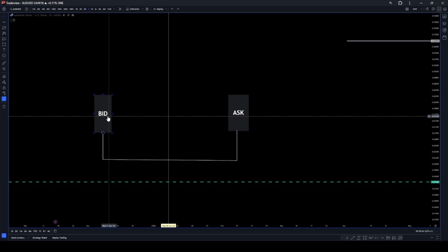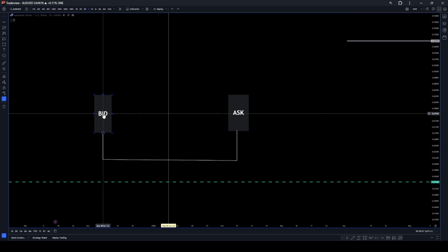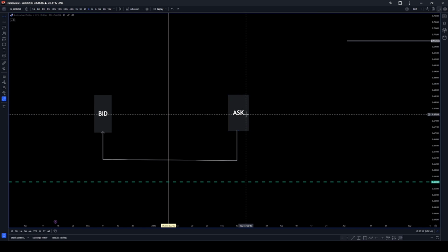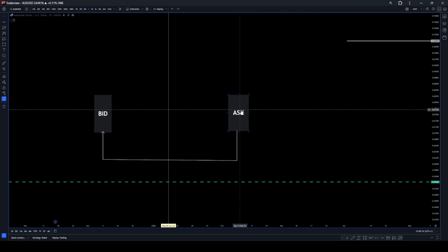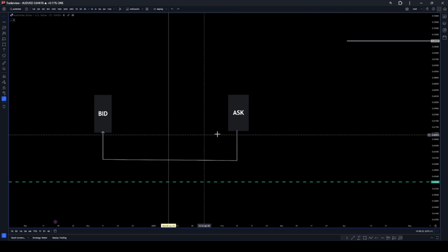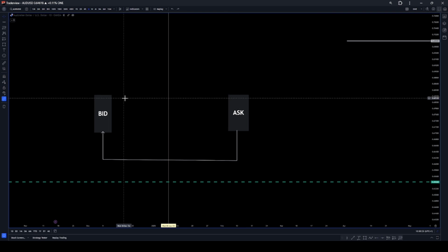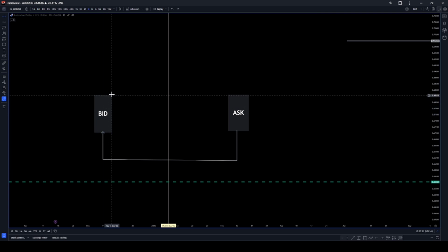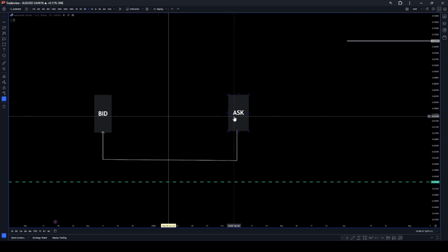Now, the bidding price, please pay attention. The bidding price is the highest price someone who is buying will pay for the currency. And the asking price is the lowest price someone who is selling will accept. So this is a negotiation between a buyer and a seller. That's what bidding and asking means. Bidding means the highest price a buyer would pay. Asking is the lowest price a seller will accept.